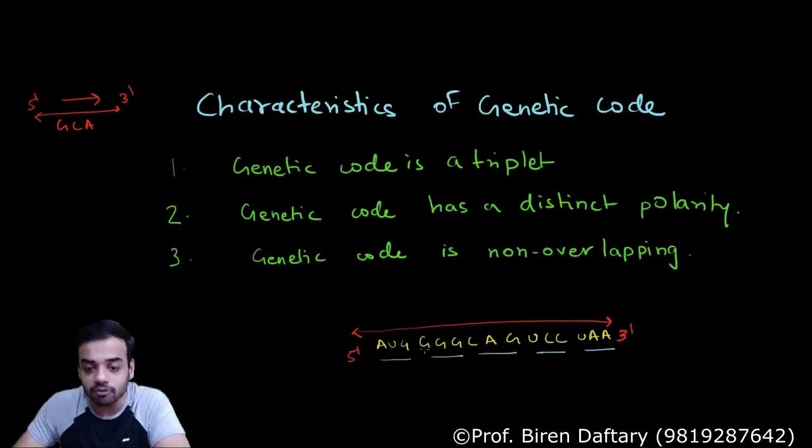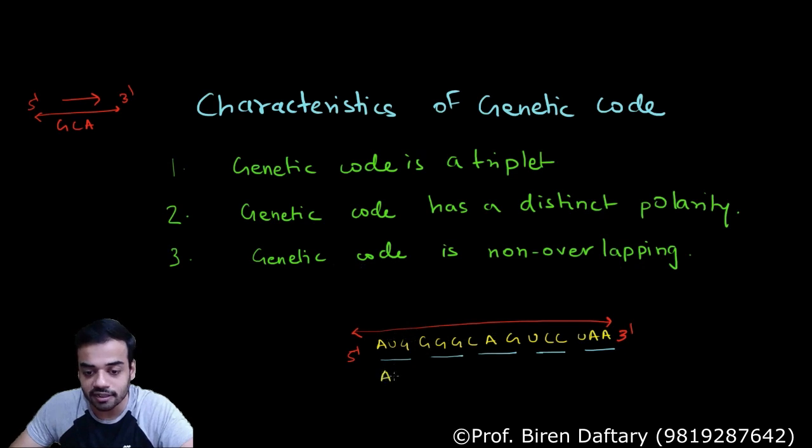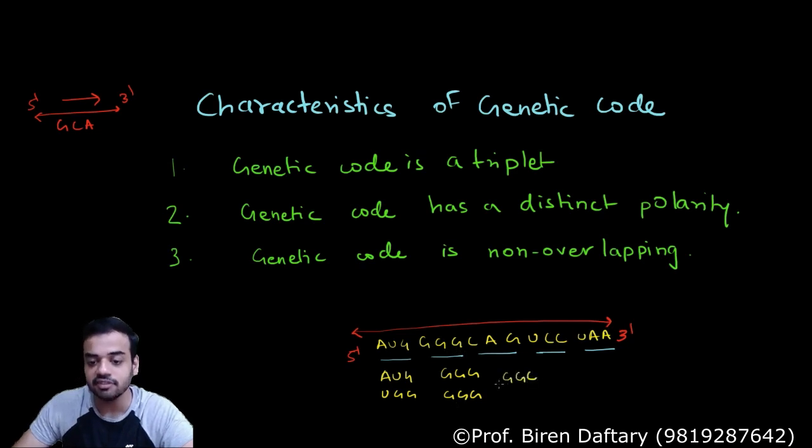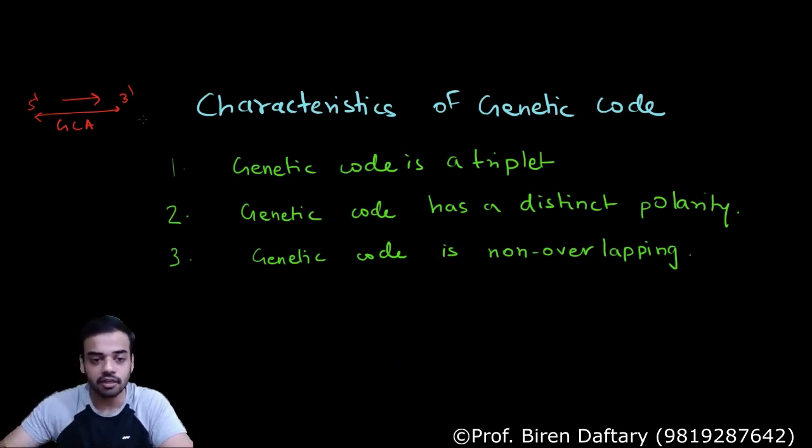over there. If it would have been overlapping, then I would have written the codons like this. First would be AUG, second would have been UGG, third would have been GGG, fourth would again have been GGG, then fifth would have been GGC. So this is called overlapping, when you are keeping the same nucleotide and sharing it between codons. But this is not the case, so it is non-overlapping. All of them are individual. Is this clear? Okay. So that is the third point. That is the third character which is given.